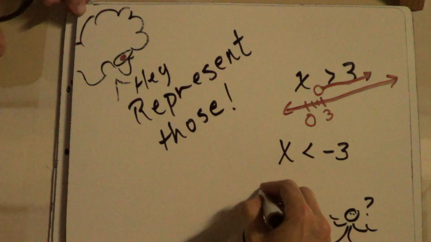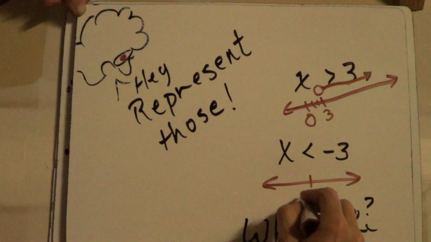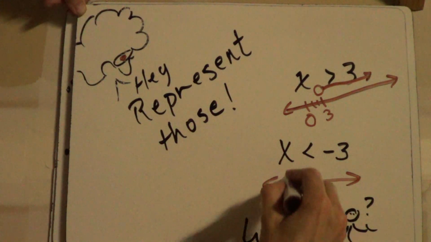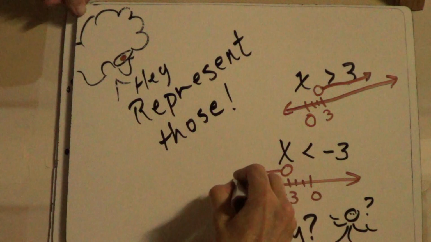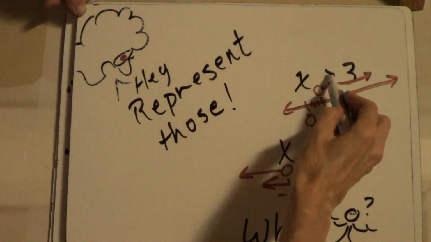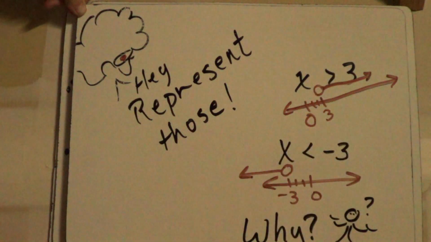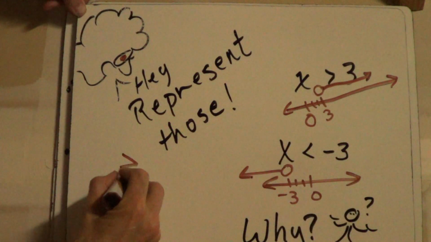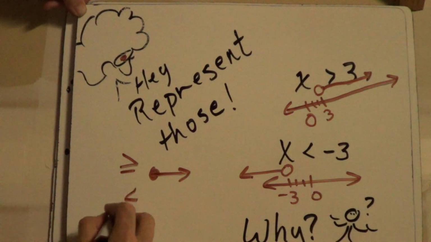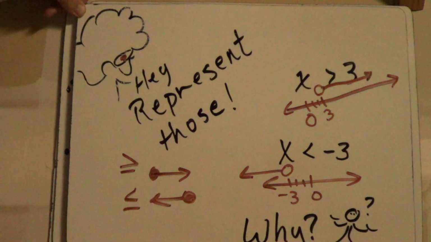On this one, number line, 0, negative 3, open circle again, and it's everything that way. Notice the arrow tips always match the inequality, and it's always an open circle if they don't have an equality under them. If you had an equality like this, you would draw it this way. If you had an equality like this, you would draw it this way, okay?